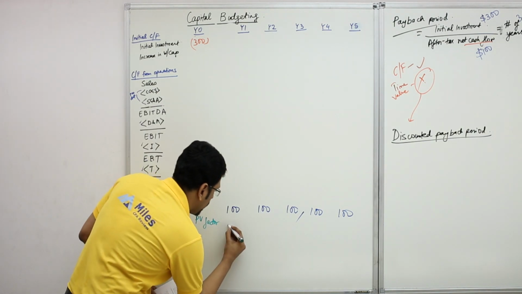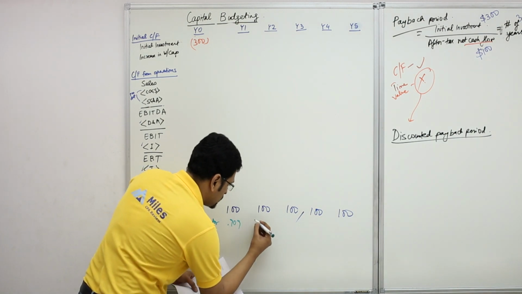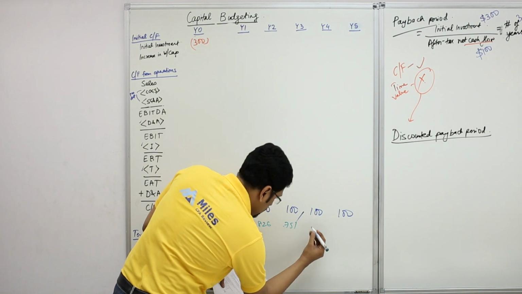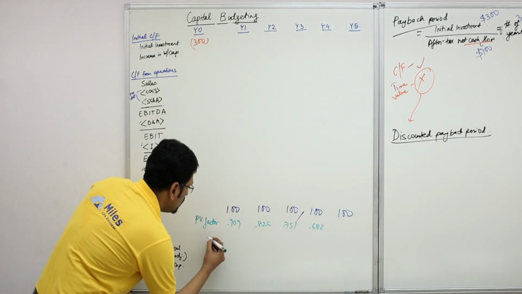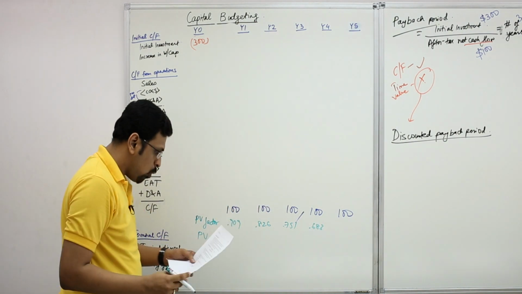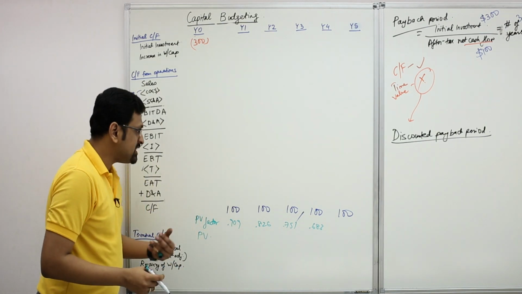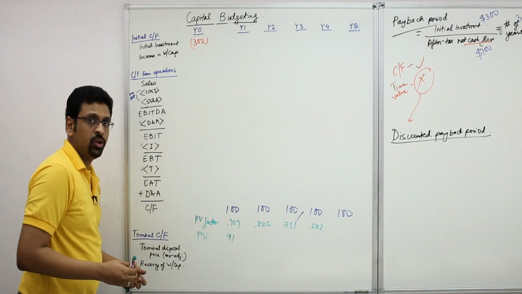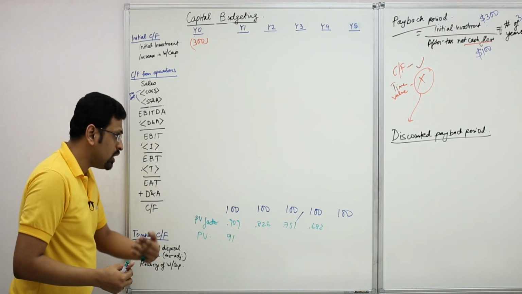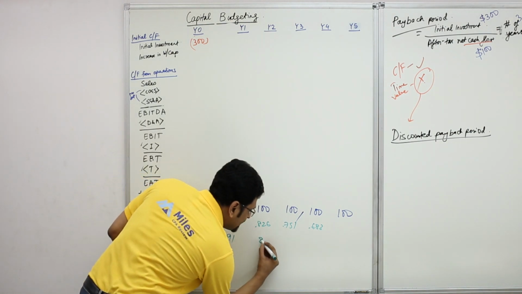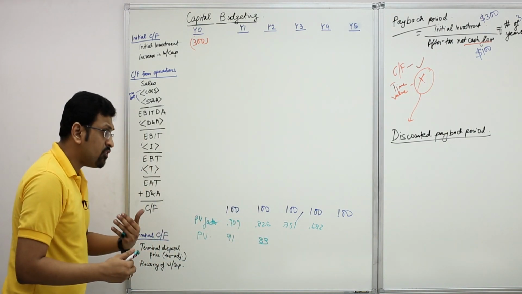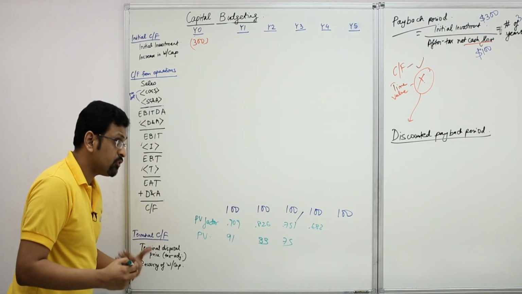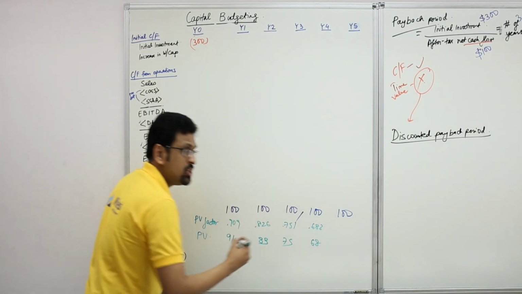So after 1 year, it's 0.909. 2 years, it's 0.826. 3 years, it's 0.751. And you got 0.683. So what's the present value of these cash flows? So present value of $100 coming in after 1 year is worth $91 today. Present value of $100 coming in after 2 years is worth $83 today. Present value of $100 coming in after 3 years is worth $75 today. $100 after 4 years is worth $68 today.